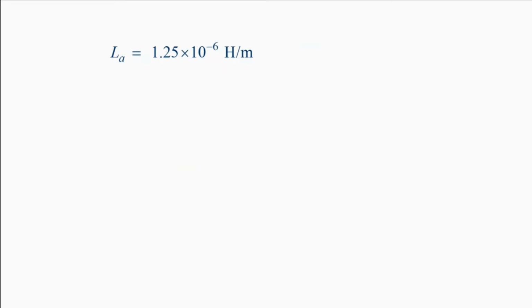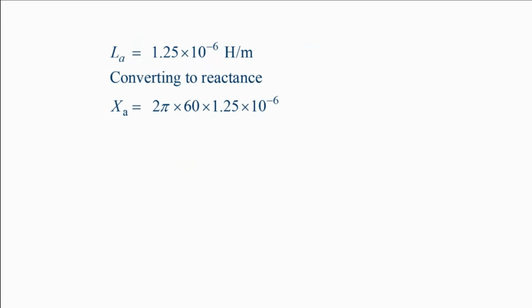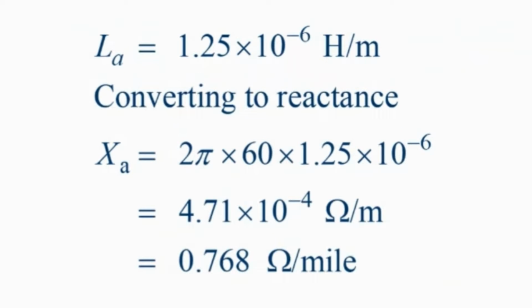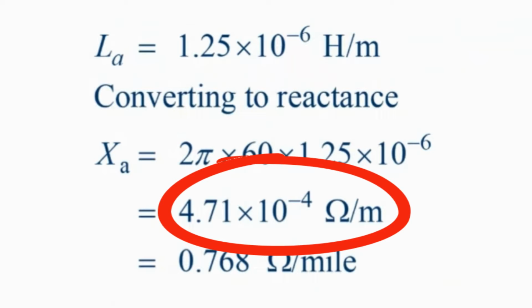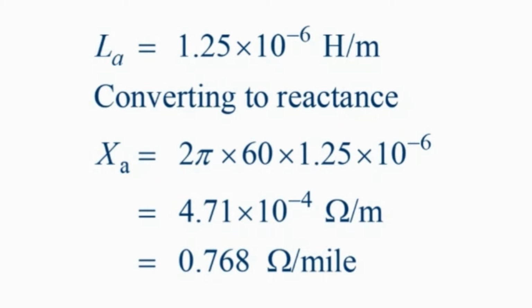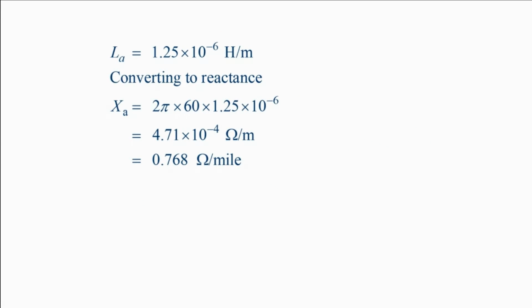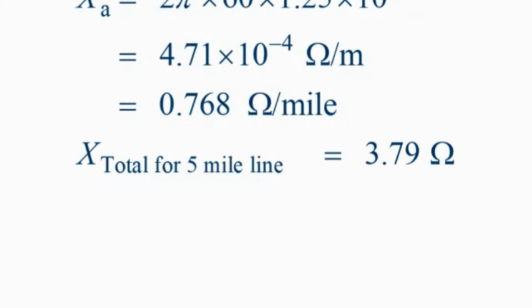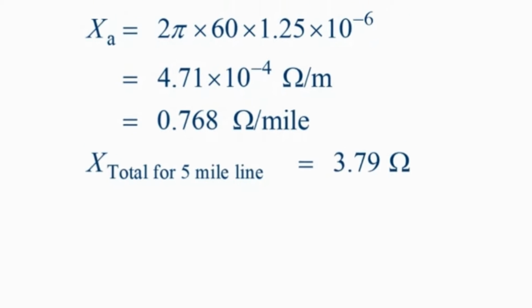If you want to convert to reactance, you just multiply it by omega, which is 2 pi F. System frequency is given as 60 Hertz, so 2 pi times 60, multiplied by 10 to the minus 6, which will give you ohm per meter. You can change it to mile, because it's given as 5 miles in the question. So I will get the reactance in ohm per mile, multiplied by the length of the transmission line to get the total reactance. It will be given in ohm, 3.79 ohm.